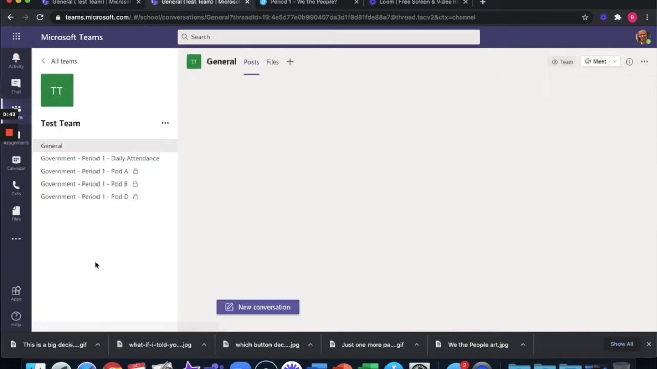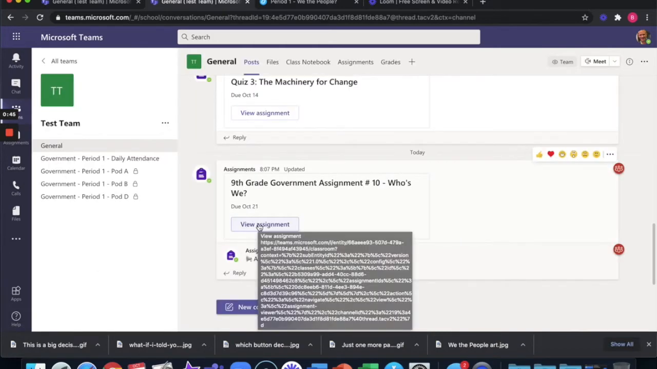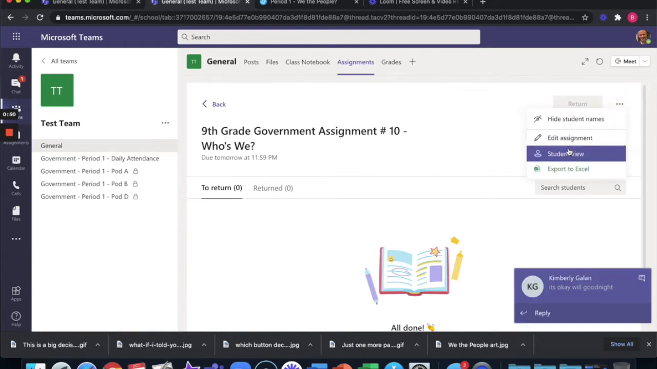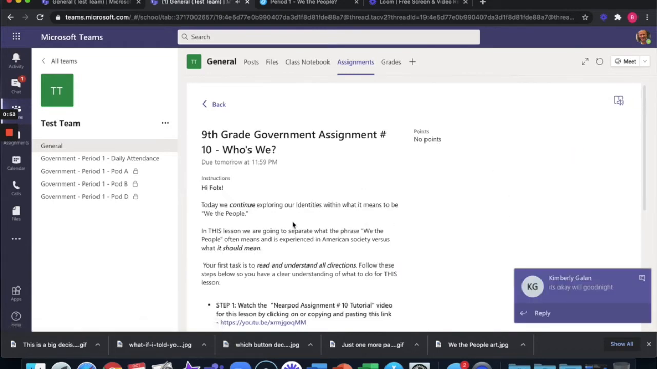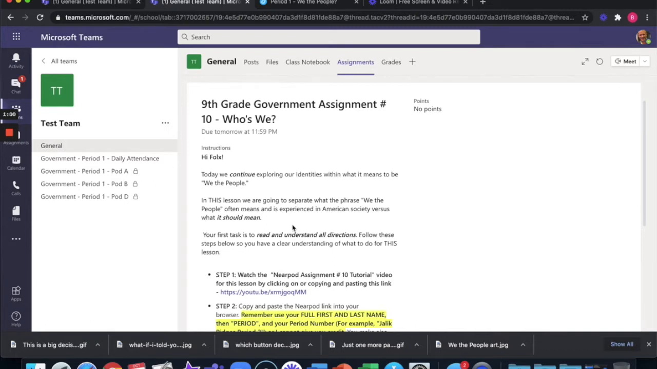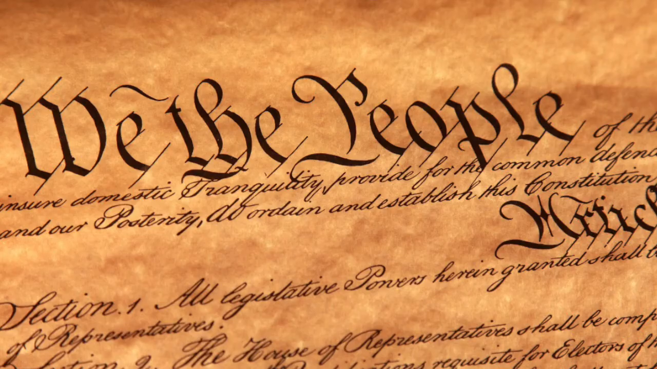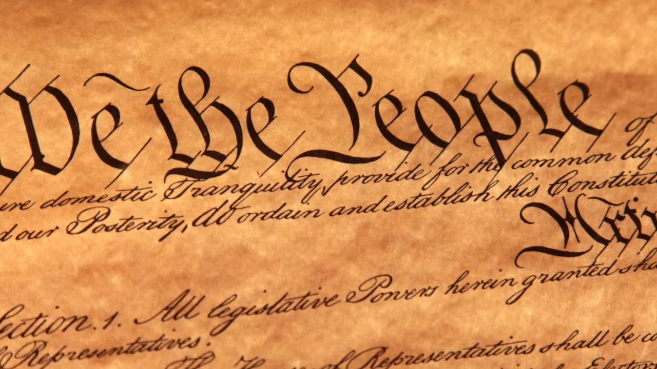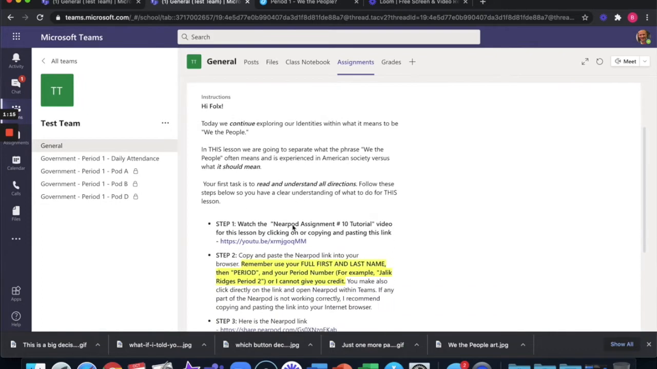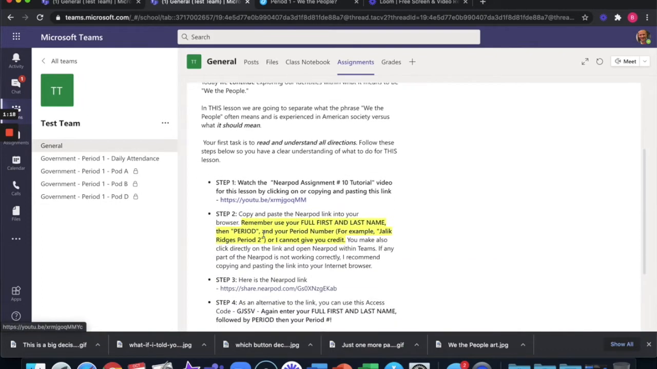So like you always do, you'll go into your team, you will click on view assignment number 10. That's the assignment that we're on. You will look at the directions. Always read this paragraph first, because again it gives you the background to what you're about to do. And as it says here, we're continuing looking at the preamble and trying to understand what it really means. Okay, so right now you're watching step 1, the tutorial, and then you're going to move on to step 2 after this video.